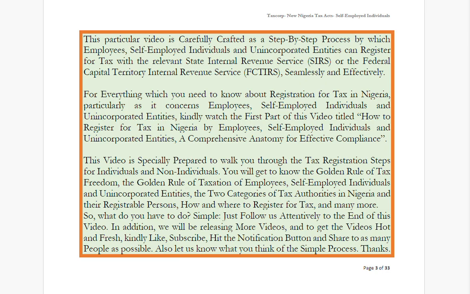Kindly watch the first part of this video titled How to Register for Tax in Nigeria by Employees, Self-Employed Individuals, and Unincorporated Entities, a comprehensive anatomy for effective compliance. This video in particular is specially prepared to walk you through the tax registration steps for individuals and non-individuals. You will get to know the golden rule of tax freedom, the golden rule of taxation of employees, self-employed individuals, and the unincorporated entities, the two categories of the tax authorities in Nigeria and their registrable persons, how and where to register for tax, and many more.